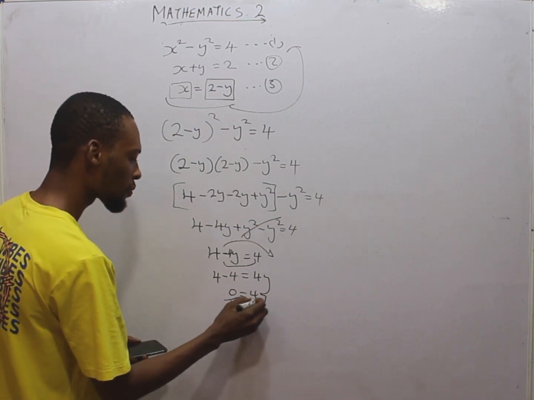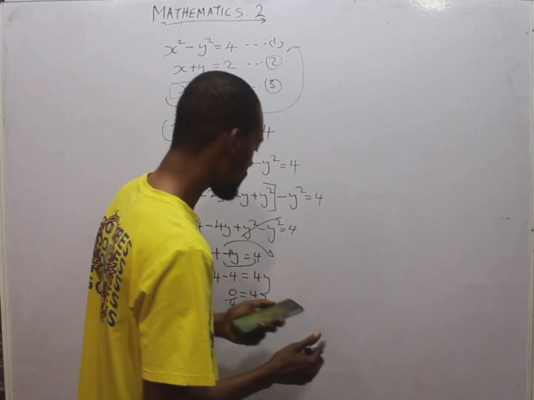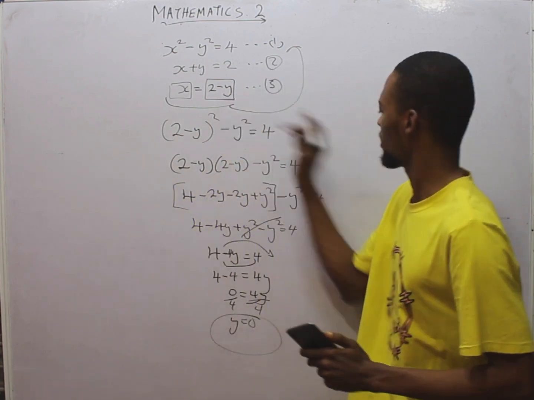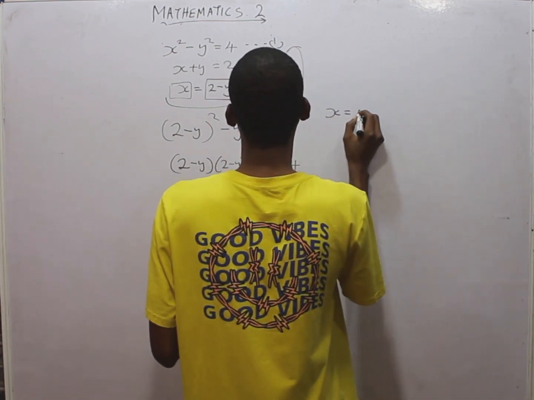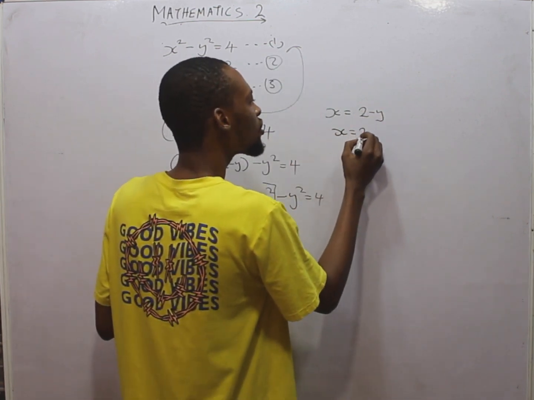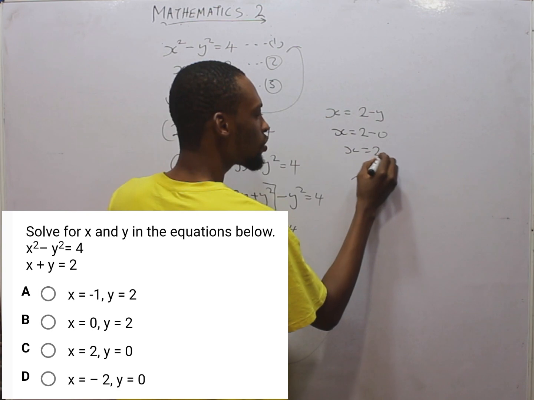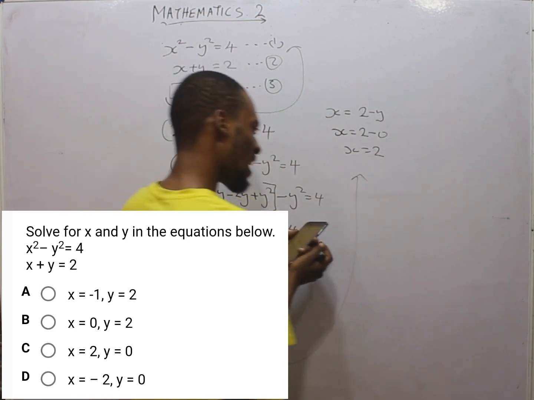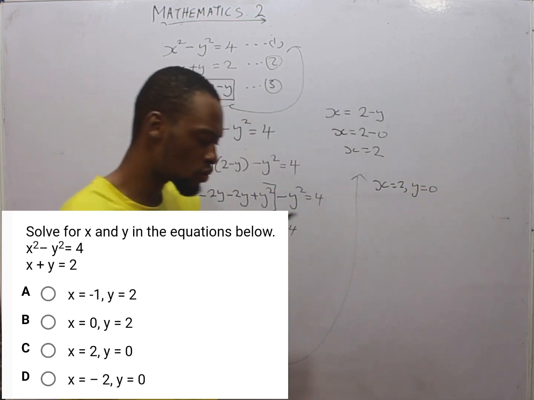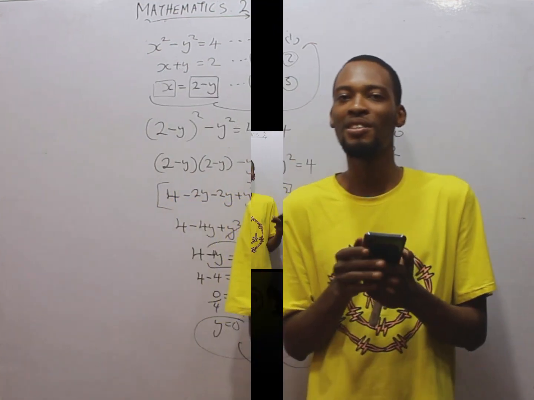Dividing both sides by 4, y is equals 0. So from what we saw, y is 0. How do we get s? From equation 3, we are told that s is equals 2 minus y. If s is 2 minus y, s is simply 2 minus 0 because y is 0. So therefore s is equals 2. So the solution to the equations are s is equals 2, y is equals 0. That is option C.